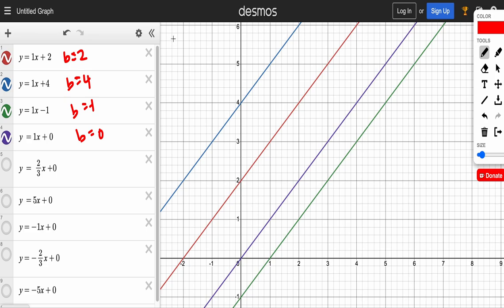If you noticed that the b value basically tells you where it touches the y-axis, then you are correct. That's all that is. Your b value at the end basically tells you where your graph starts. So for the red graph equation here, y equals 1x plus 2, if you notice it starts at 2 on the y-axis. For the blue line, it starts at 4 because it was plus 4. For the green line, it starts at -1 down here because it's -1. For the purple line, it starts at 0 because it is plus 0. So your b value basically tells you the starting point on the y-axis, basically where it touches the y-axis.